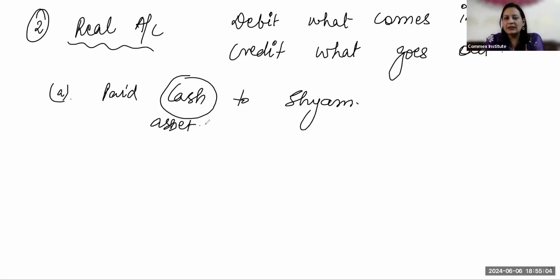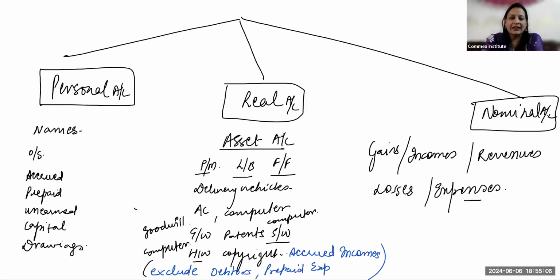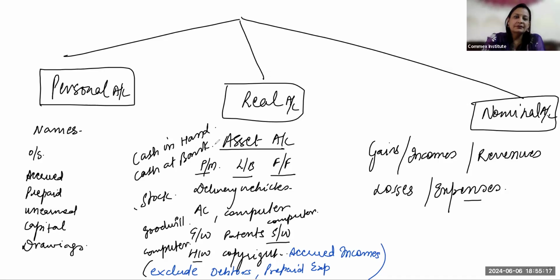My God, in the assets, we didn't write cash in hand and cash at bank and stock. Stock, cash in hand. These are also assets, no? Cash at bank, of course, will be bank account, which will basically be under our personal account. Okay, so I'll just write cash in hand over here.